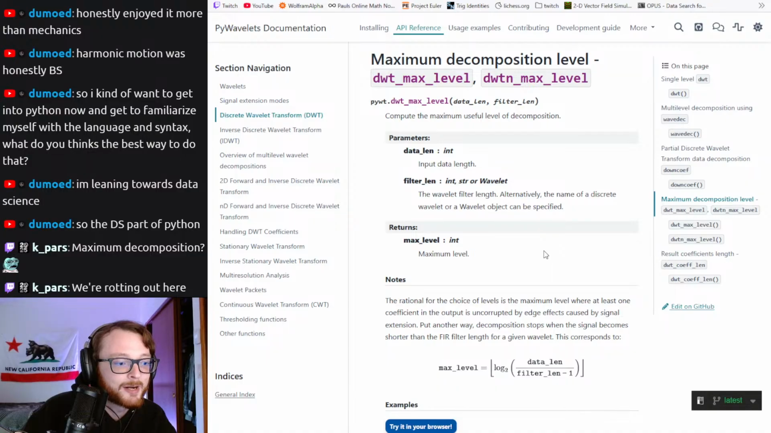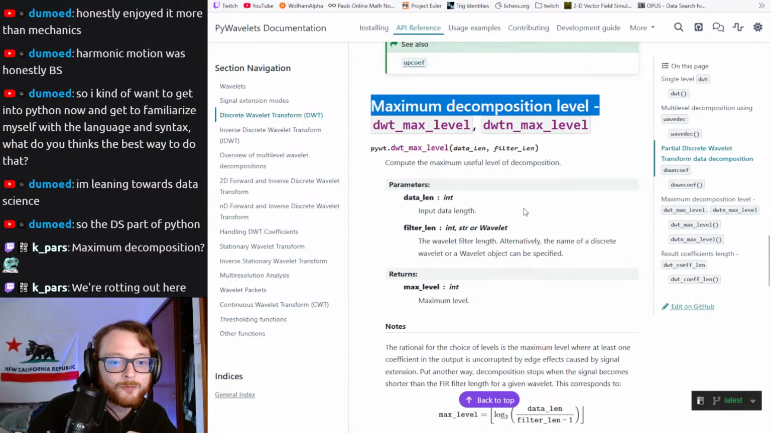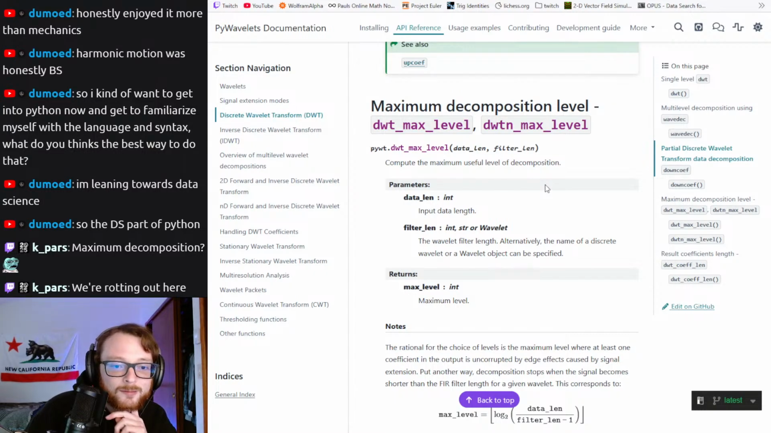Maximum decomposition we're routing out here. Yeah, this is for wavelets, which is like a Fourier transform, but locally, so you can see the different frequencies in each part of your data. And it's like the maximum kind of frequency that you look at.